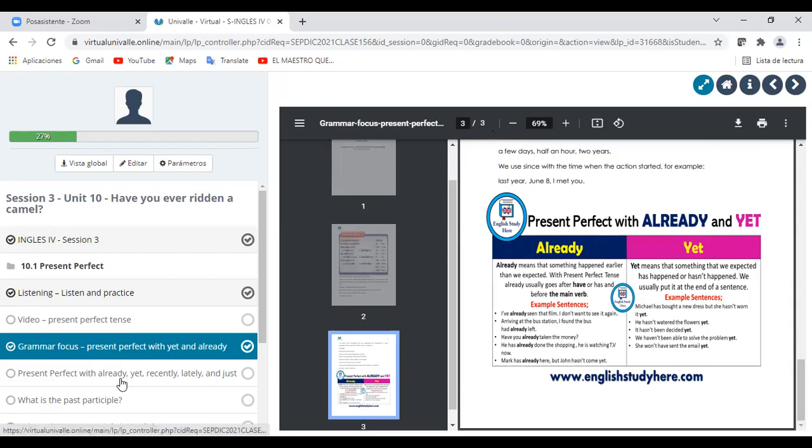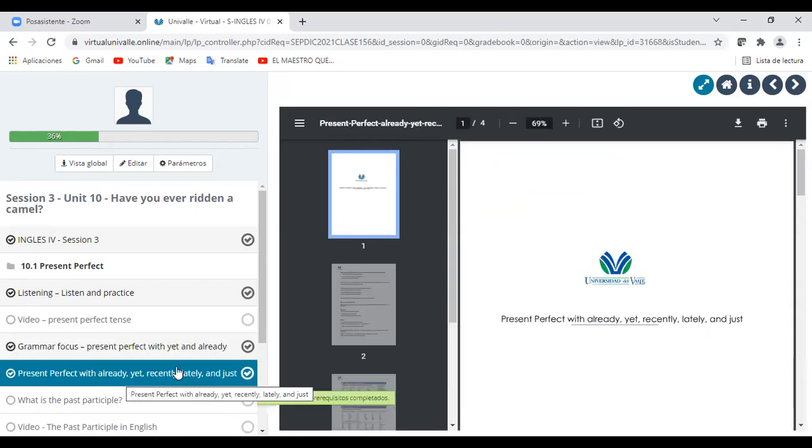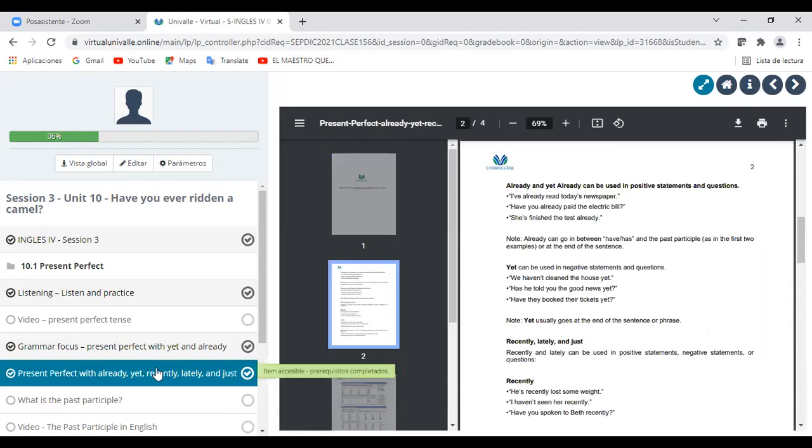Okay. Also, guys, here the present perfect with already, yet, recently, lately, and just. Already can be used in positive statements and questions. I already read today's newspaper. Have you already paid the electric bill? She's finished the test already. Note, already can go in between have, has, and the past participle, as in the first two examples, or at the end of the sentence.